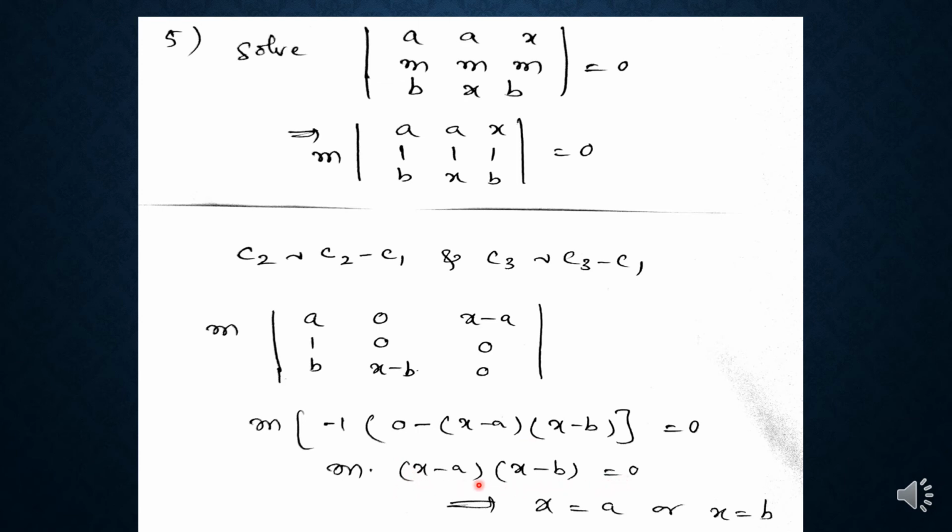That means either x minus a is equal to 0 or x minus b is equal to 0. If x minus a is equal to 0, x is equal to a, and if x minus b is equal to 0, that is x is equal to b. Thus we can find the values of x here. Now coming to the next problem.